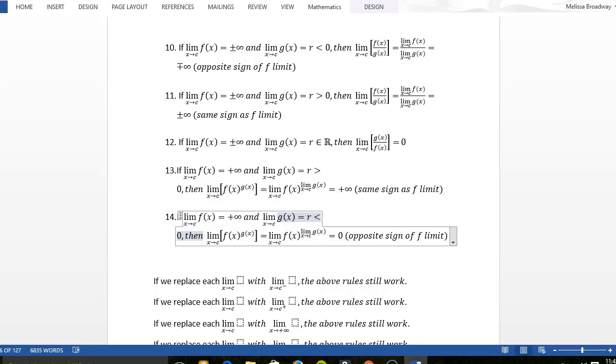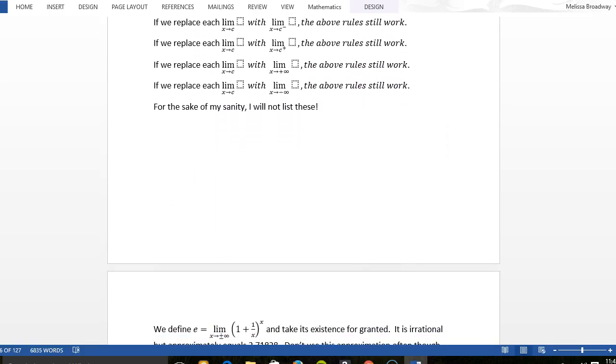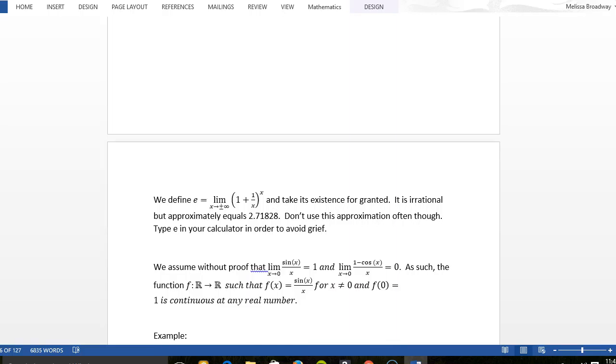So these rules are still good, but I won't go through the trouble to list them. You would go down to the little subscripts in these limits, erase the c, and put the other symbol that you want to have. Just letting you know that for the sake of completion. And again, for my sanity, I will not list those. That would take a lot of time and be almost silly.